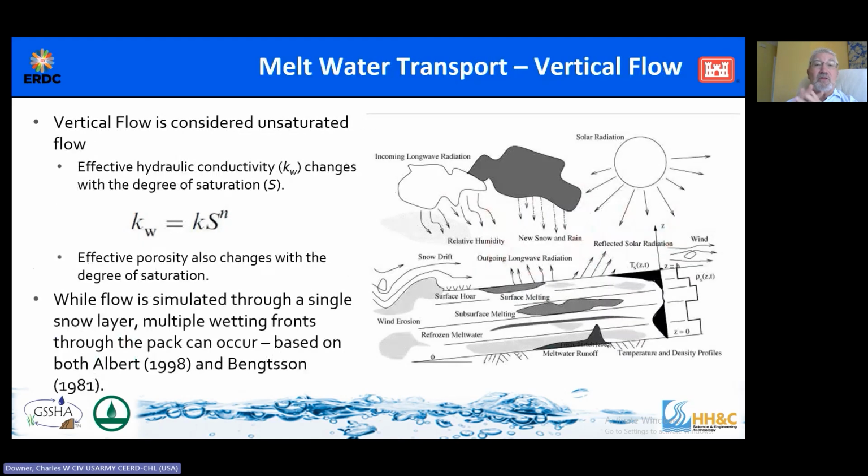So the meltwater vertical flow is considered unsaturated flow. And so you've got a hydraulic conductivity, which varies with the degree of saturation, just like in the soils. We're basically treating the snowpack like the soils. Effective porosity also changes with the degree of saturation. While flow is simulated through a single snow layer, you can have multiple wetting fronts. So you're kind of melting, the front moving down, then melting and the front moving down. And that's based on Mary's work, and then Bingstrom. I don't know him. I don't know what he did.